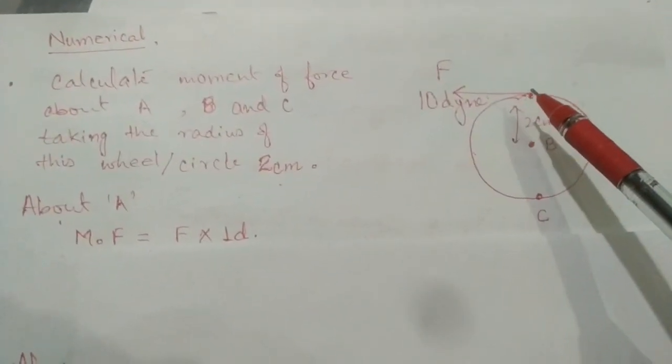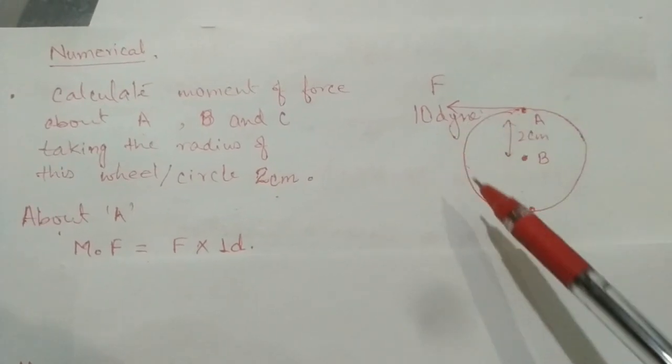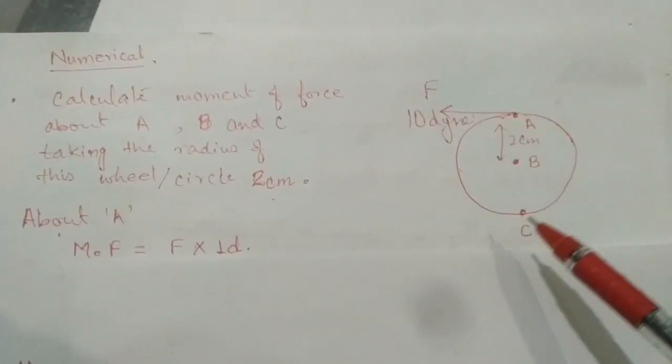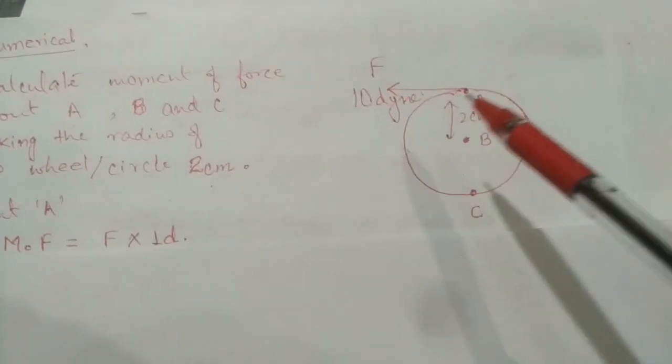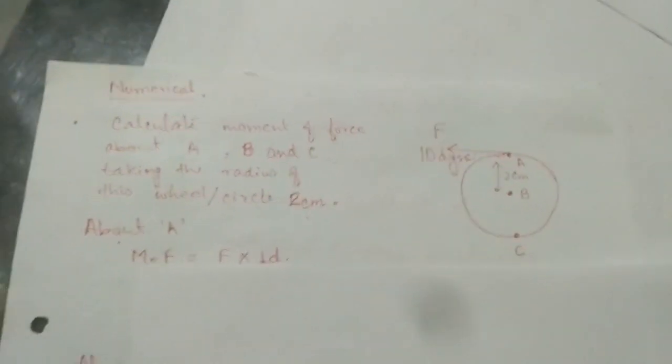See here again. About A means the body will not rotate. About B means the body will go through the surface circumference, and about C means the body will go from here. It will rotate in this direction. It will come to here. So this was the numerical problem.